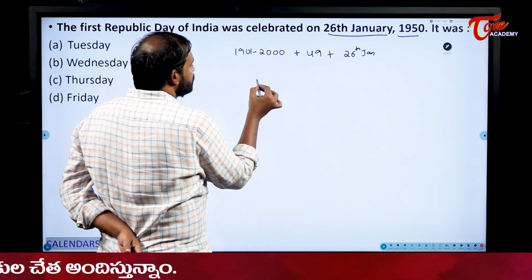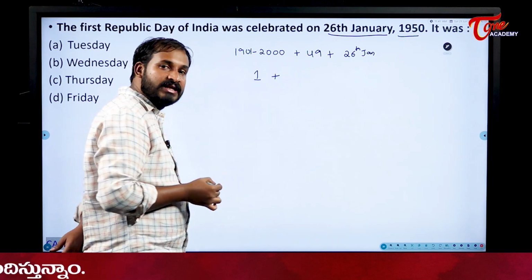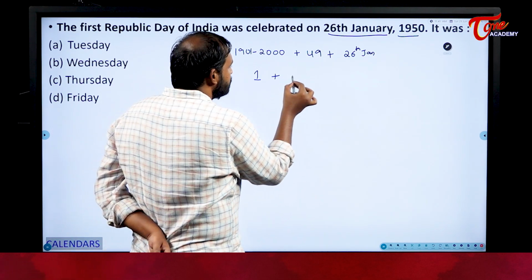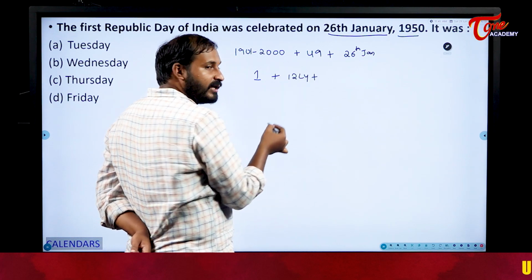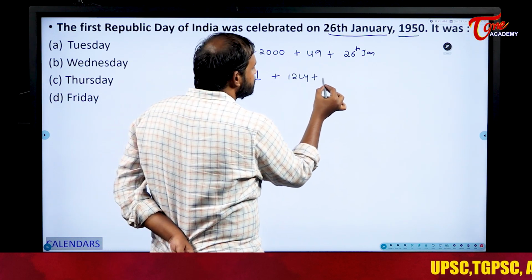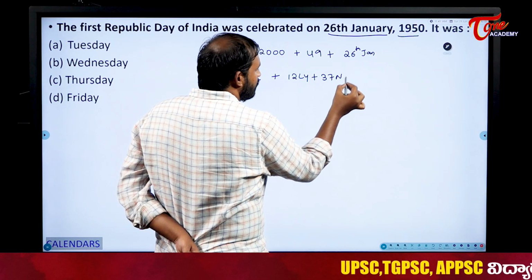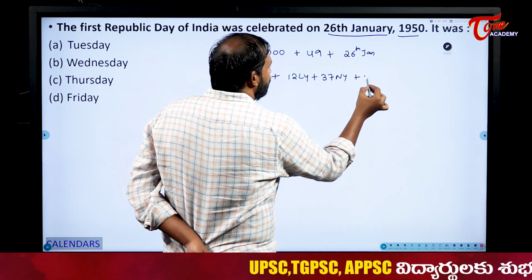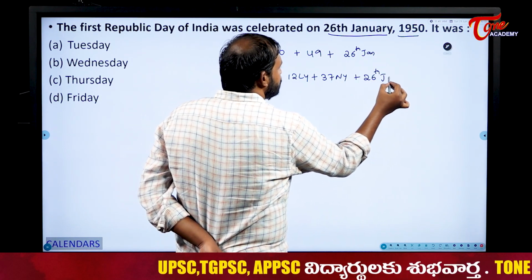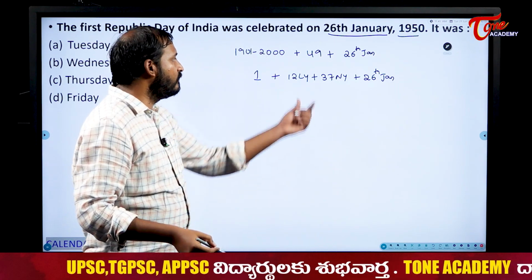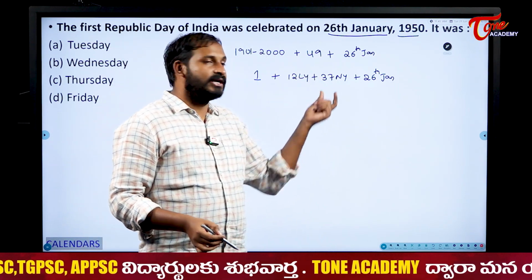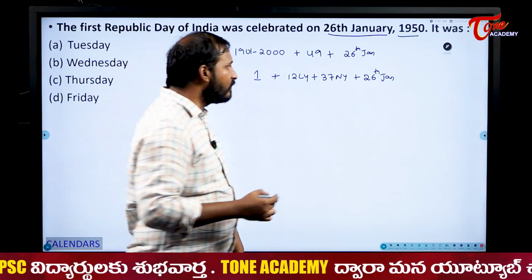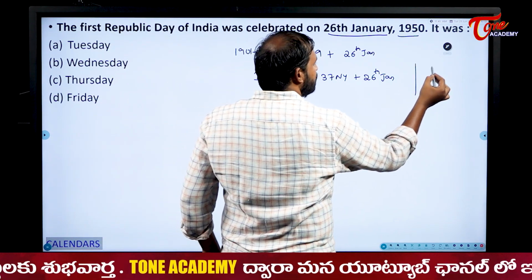Now, century code is 1. In this 49 years, how many leap years will I have? 12 leap years. And out of 49, if 12 are leap years, what about normal years? 37 normal years. Plus 26th January. See here, students, already in my first video, I told you how out of 49, I have written directly 12 and 37. Those who have not watched it, please watch it.